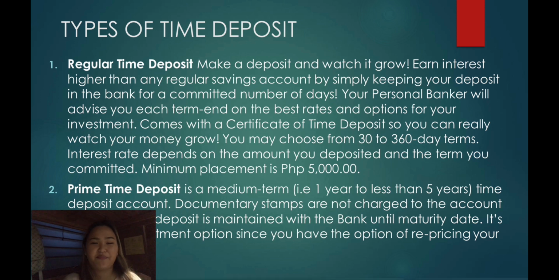You may choose from 30 to 360 days terms, or termino. Interest rate depends on the amount you deposit and the term you committed. Minimum placement is 5,000 pesos. So in terms of regular time deposit, there are 3 major things you need to consider. First is the minimum, second is the term, and the last one is the interest rate. These are the 3 major things you need to consider if you want to invest in regular time deposit.